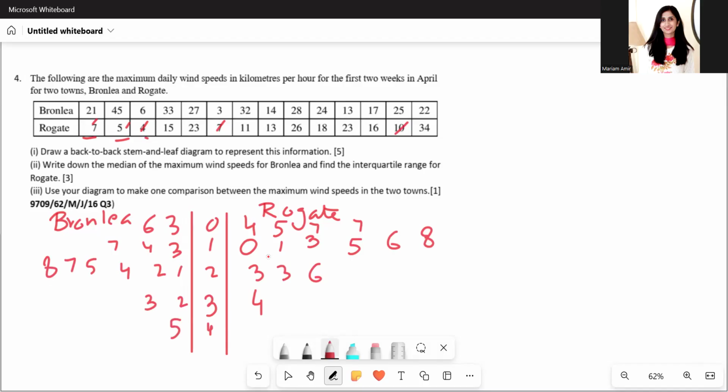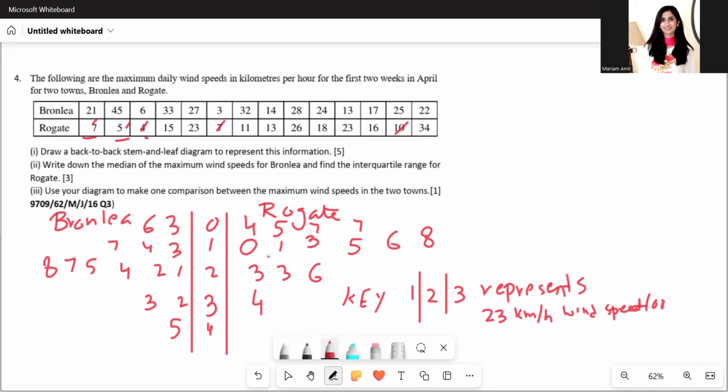Okay. Now we need to give a key. You must make a key. Key is, I'm going to write this, 1/2/3 represents 23 kilometer per hour wind speed for Rogate and 21 kilometer per hour wind speed for Bronla.